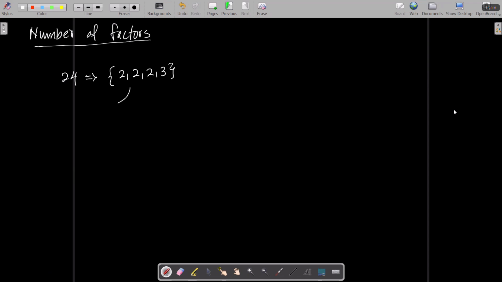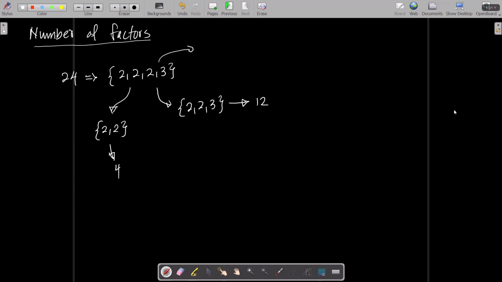We can take all distinct subsets of this set, including the null set, and we can take the multiplication of the elements. For example, let's take 2 and 2. This is a subset. The multiplication of the elements is going to be 4. So 4 is a factor. Then let's say we have taken 2, 2, and 3. If you multiply all the elements, we will have 12. Right? So 12 is a factor.